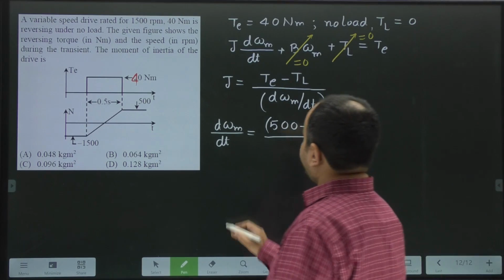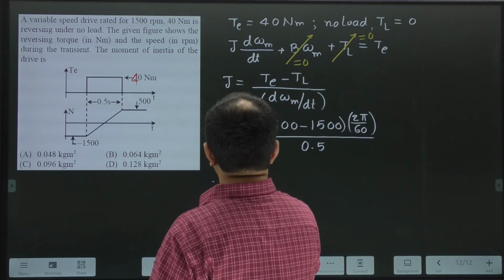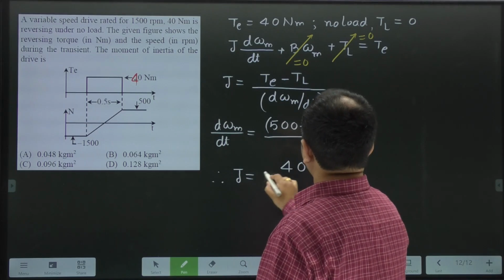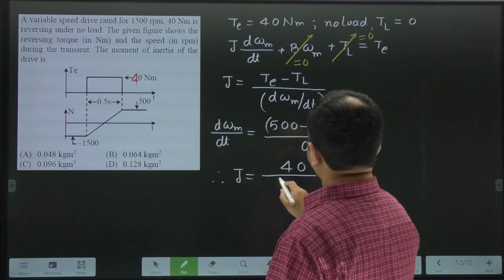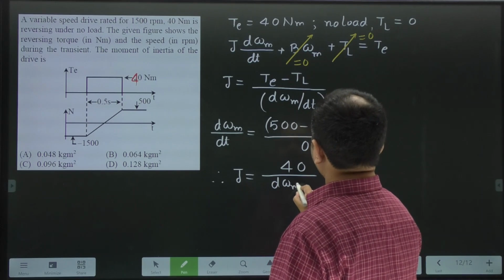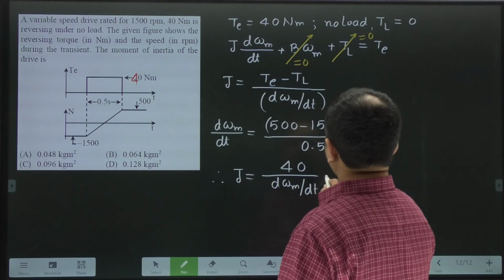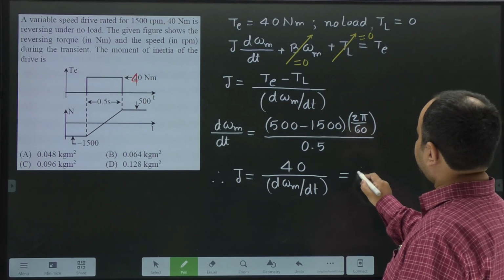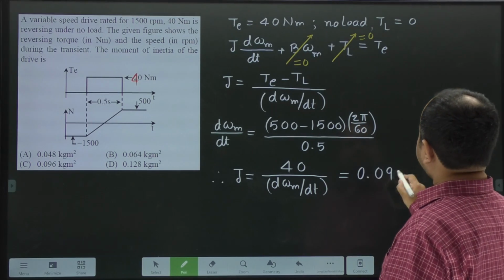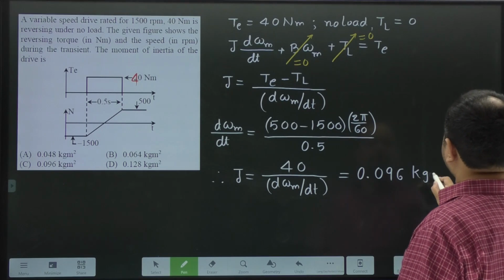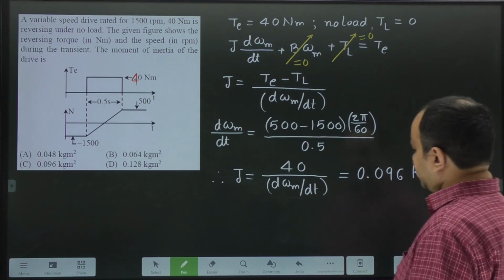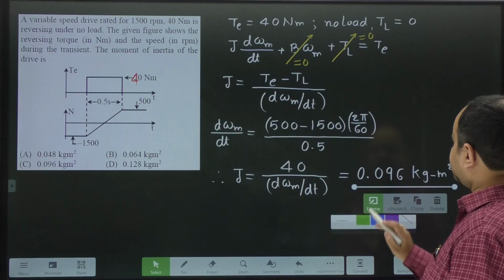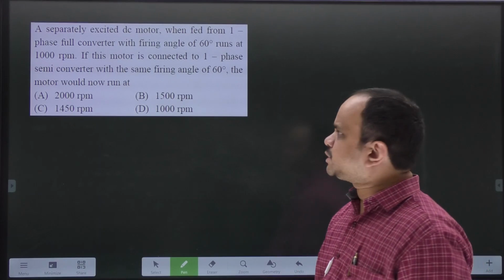Okay. Therefore, J is equal to TE, where TE is 40, and you substitute this calculation d omega m by dt. So if you put it in this equation, you will get 0.096 units for moment of inertia kg meter square. Okay, so this is the answer. Let us take next problem.